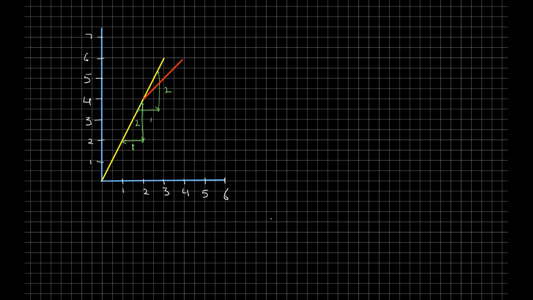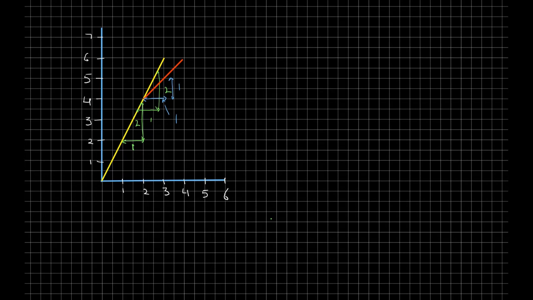Now you can see that for every 1 unit that I move forward by, so if I move forward by 1 unit, I'm moving up also by 1 unit. So you can see that the red line is different from the yellow line. In the yellow line, whenever I move forward by 1 unit, I was moving up by 2. But in the red line, when I move forward by 1, I move up by 1, and that's what generates a kink.